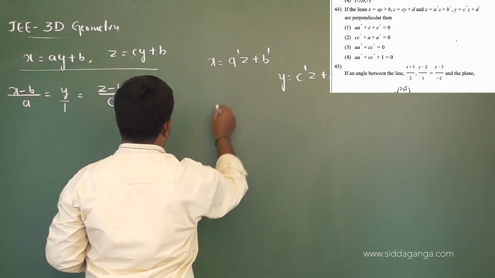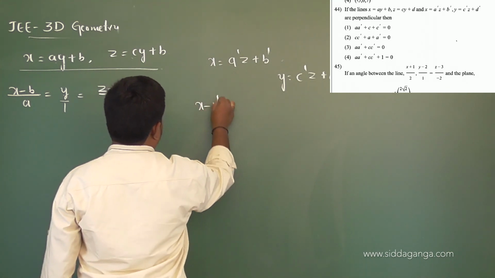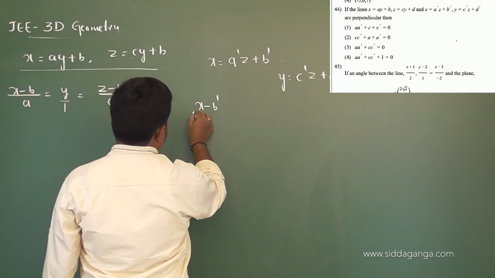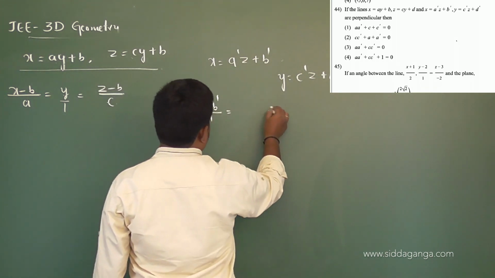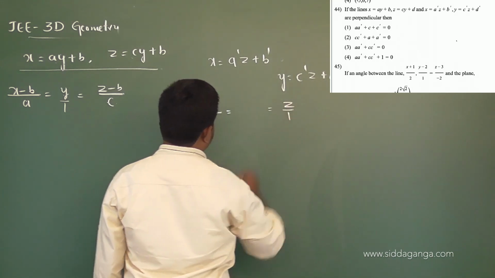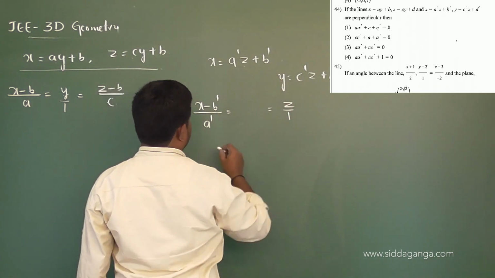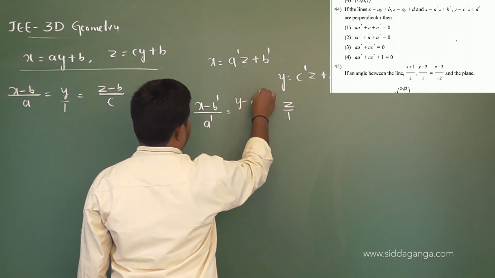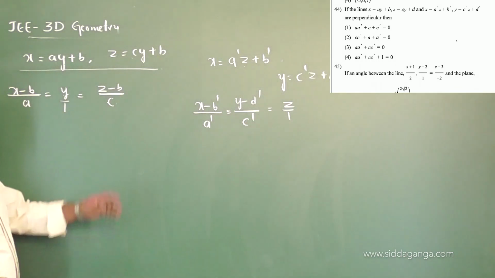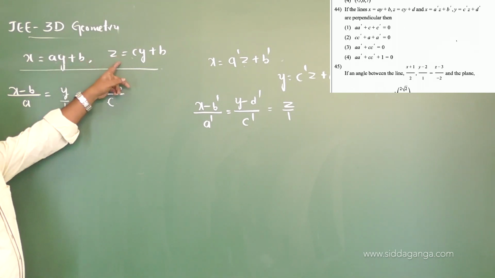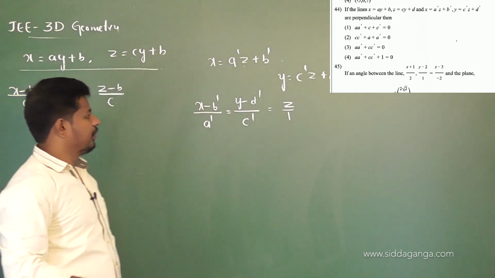Again from this I can get one more line, that is x minus b dash divided by a dash is equal to z. I am going to write z here, a dash into z, you get this, and here I can write y minus d dash by c dash. So this is the split form they have given. From these two I can get this equation, and also from these two I can get this equation.